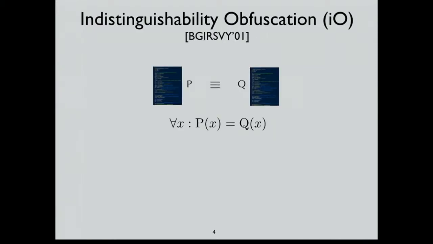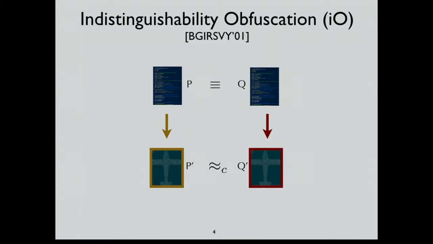Okay, what is IO? Very quickly, we say that an obfuscation mechanism satisfies IO security if for any two programs P and Q which are functionally equivalent, the obfuscation of P looks indistinguishable from that of Q. Now the key property here is that the two programs have to be identical. And this is really the problem.